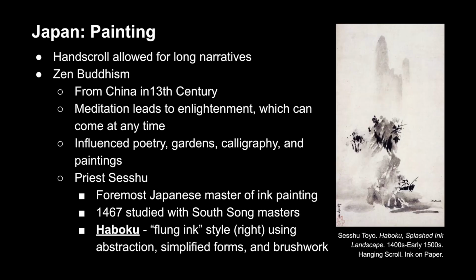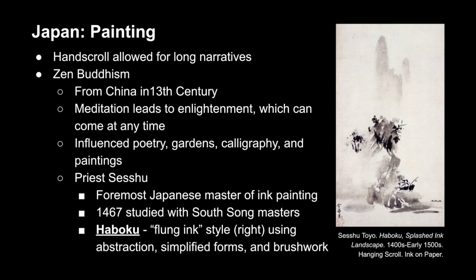Japanese painting also utilized the hand scroll for long narratives, and it was greatly influenced by Zen Buddhism, which came from China in the 13th century. It focused on meditation as a means of achieving enlightenment, which could come at any point in time. And Zen Buddhism influenced much of Japanese art, from poetry and gardening to calligraphy and paintings.